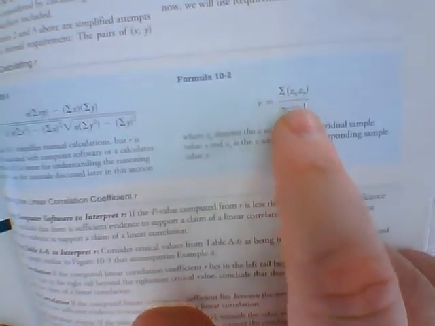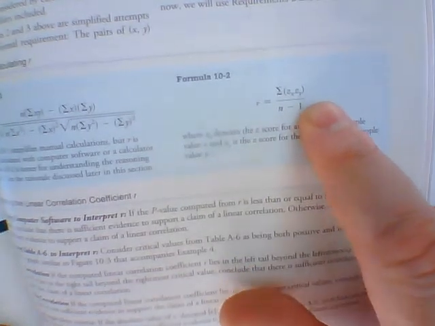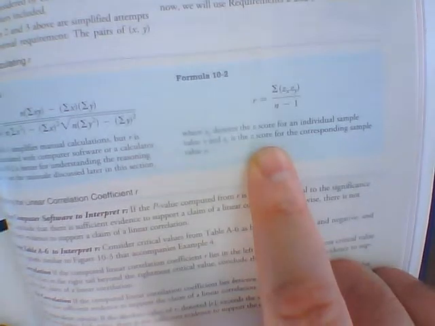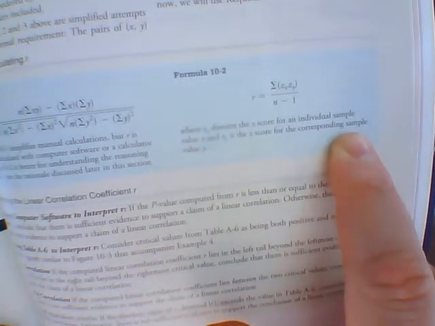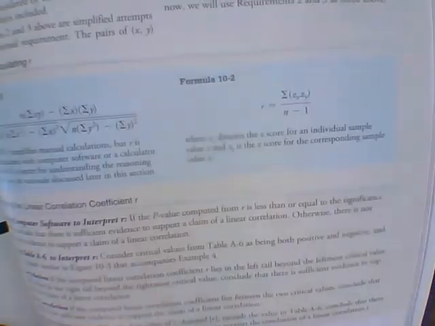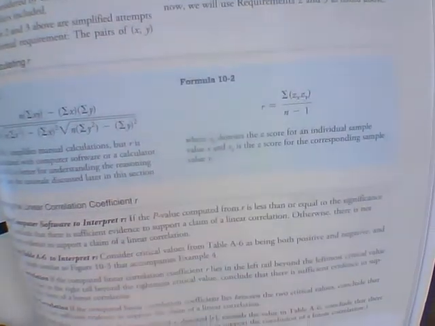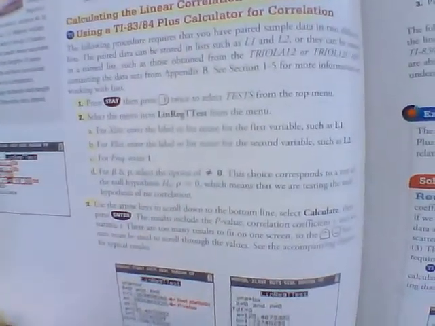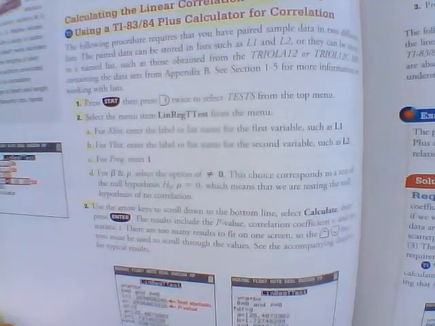A little bit more simplified version over here: R equals the summation of Z sub X times Z sub Y, the product in there, divided by N minus 1, where Z sub X denotes the Z-score for an individual. So we start relating each part to our Z values. Do realize that we have a calculator mode for this test, so we're not going to be doing anything by hand.